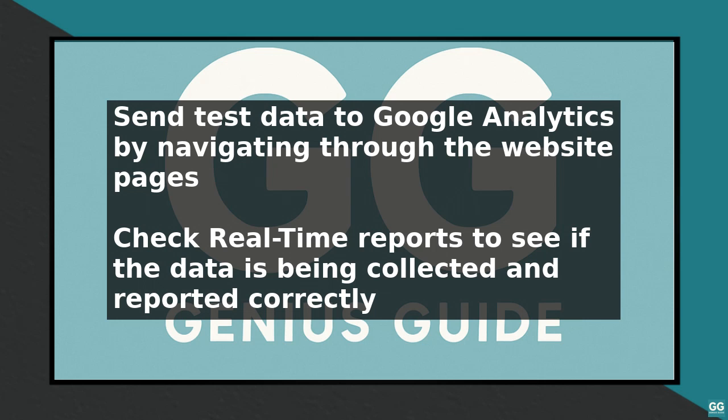Another important step is to test event tracking, which is used to measure specific actions on your website, such as button clicks or form submissions. To test event tracking, create a test event on your website and then check the Google Analytics reports to ensure the event is being tracked correctly.